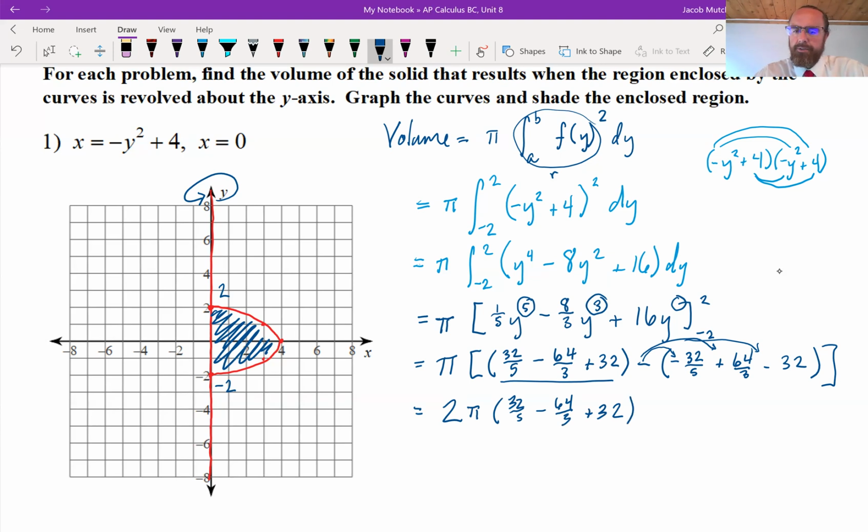So now I see that I do have to get a common denominator to add these values up. So that's going to be 15. So 32 over 5, I need to multiply by 3. That's 96 over 15. And then 64 over 3, I need to multiply by 5. And that's going to give me 320 over 15. And then 32, I actually need to multiply by 15 itself since it has no denominator. And that's going to give me 480 over 15.